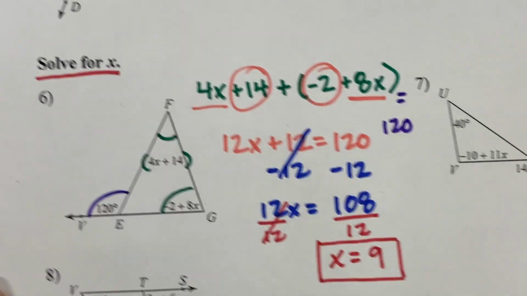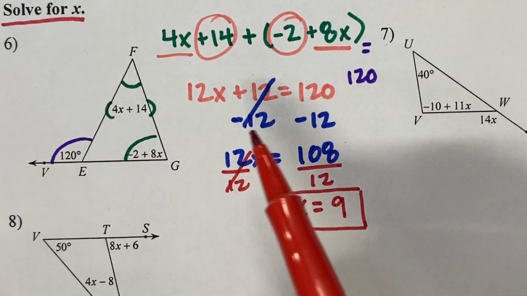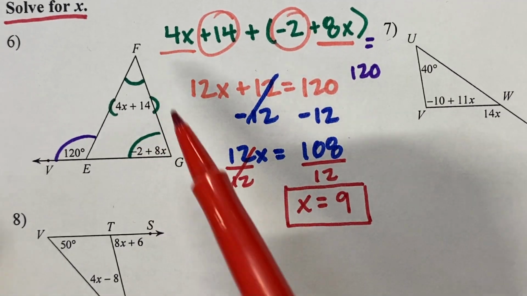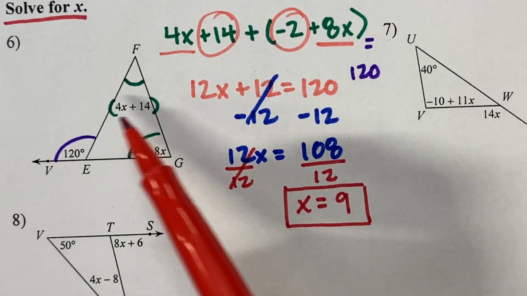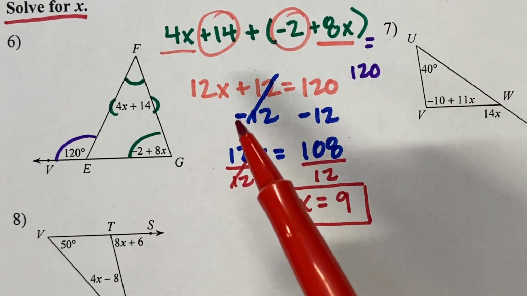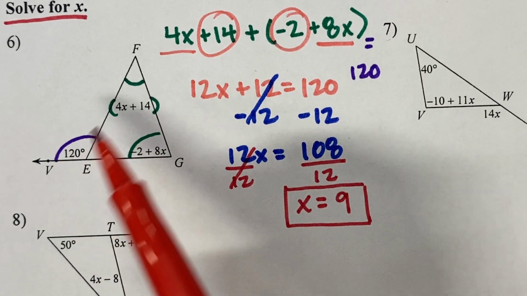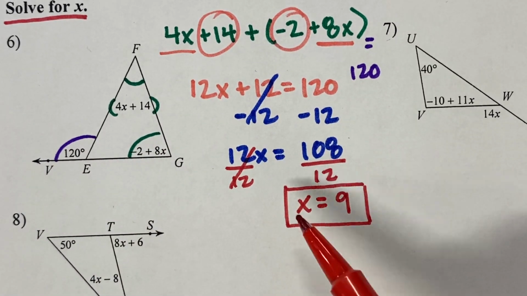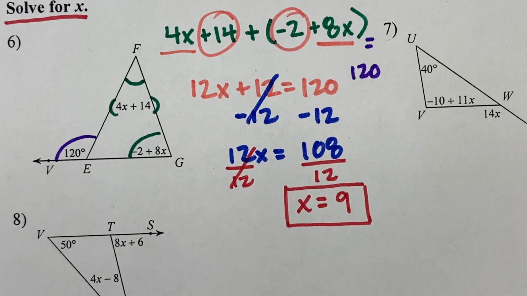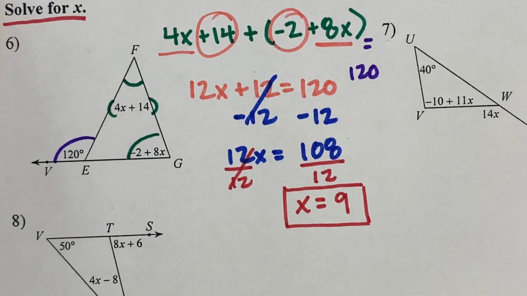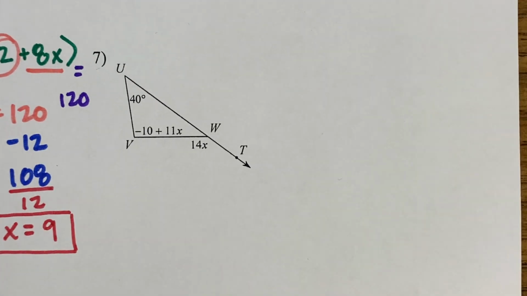Okay, so notice we actually never even found out what these two angles equal, meaning their degrees. They're just looking like little equations right now. But we use those equations, set it equal to the exterior angle like we know they are, in order to solve for x. We got x equals 9. Beautiful. Okay, let's look at number 7.